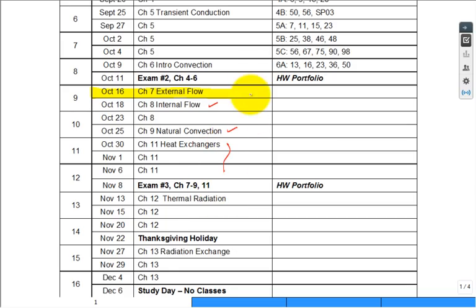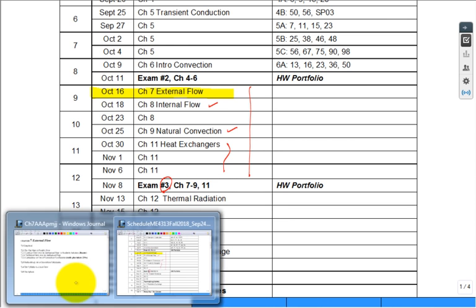And I think this is the shortest time between exams in this semester. So before you know it, we'll have another exam. It'll be exam 3, and it'll cover those chapters. All right? All right, let's jump into it.